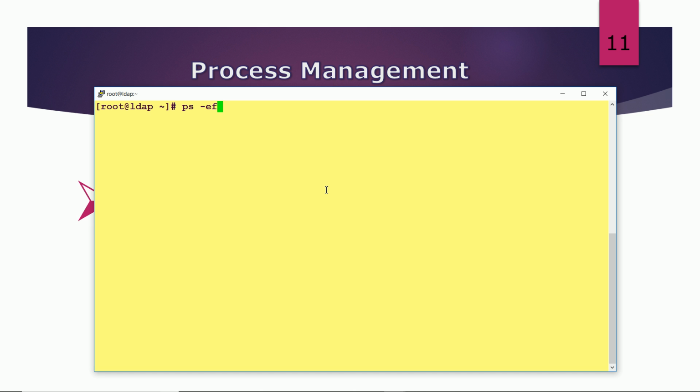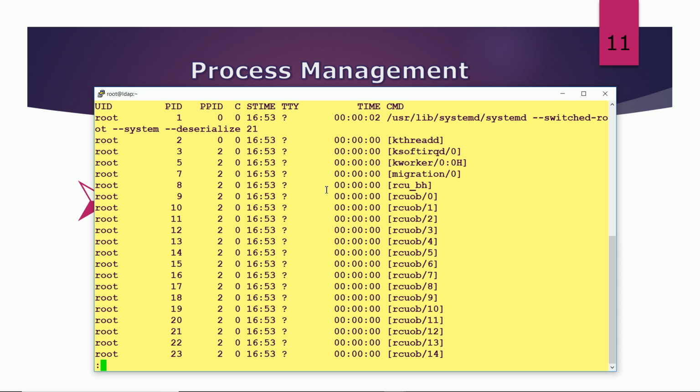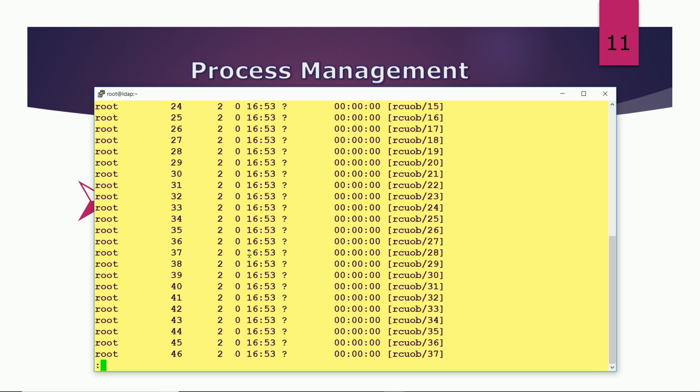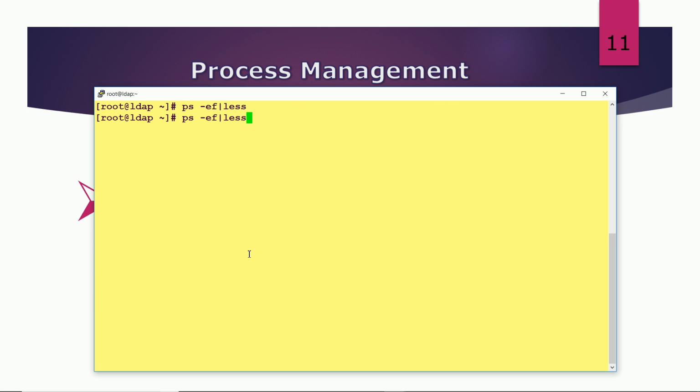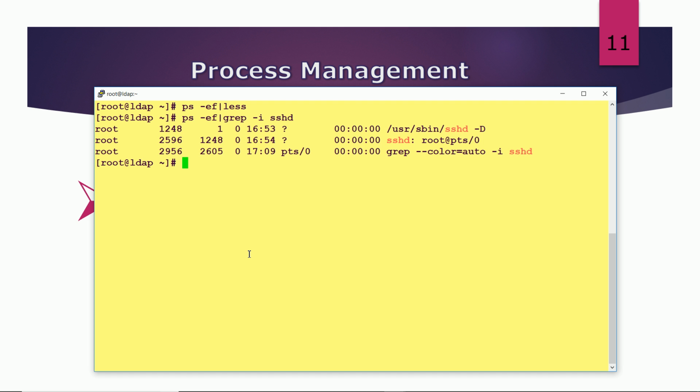Suppose I give the ps -ef command and use a pipe sign. Here you can see this is the process ID and this is the parent process ID. Suppose I am grepping for sshd, for example. Now in the output you can see I got this. This is the PID of this sshd process, and 1 is the parent process. 1 is always the parent process of all the processes running on the system.